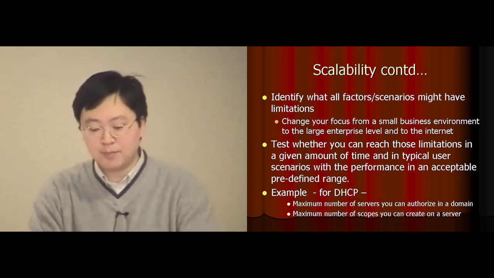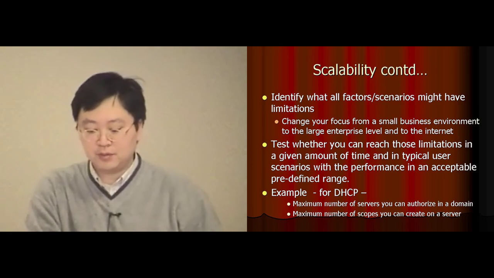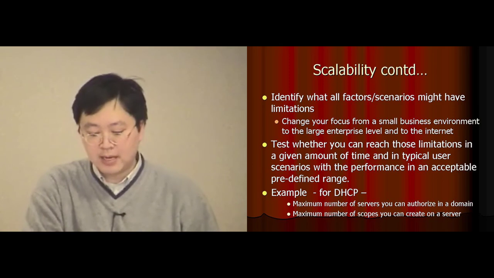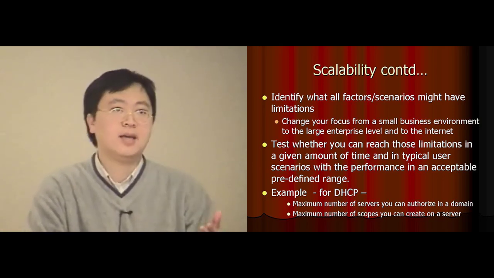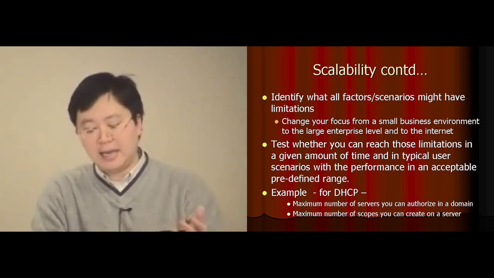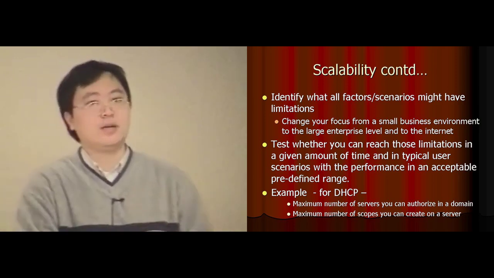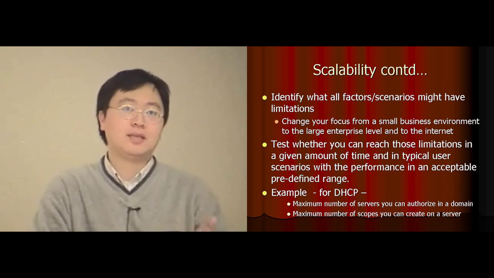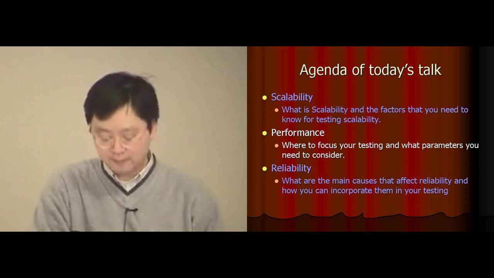Here I have two examples for DHCP. One is the maximum number of servers you can authorize from the domain, and another is the maximum number of scopes you can create on a server. So customers say, in most of my test scenarios, I want 800 scopes that we can create for a server. But when we designed the functionality, we said only 500. That means our scalability is not good enough.